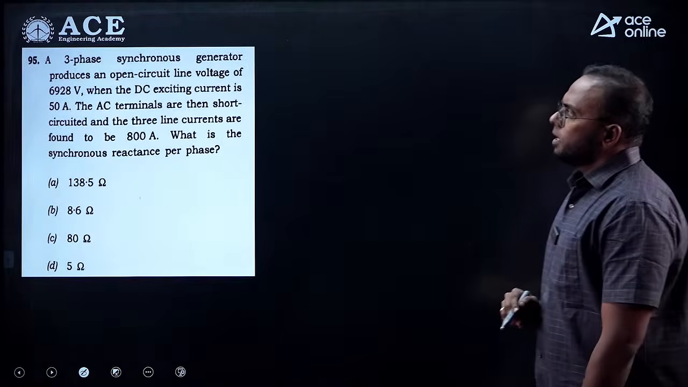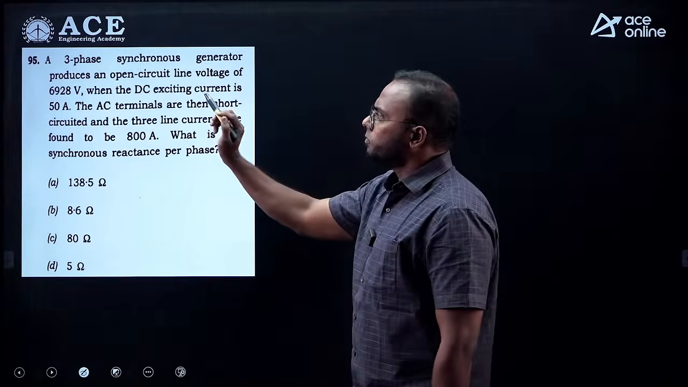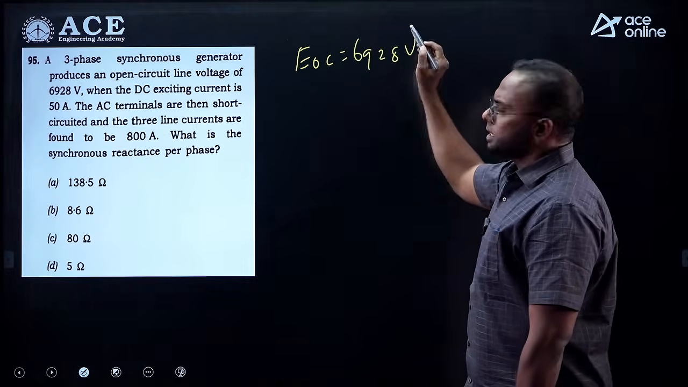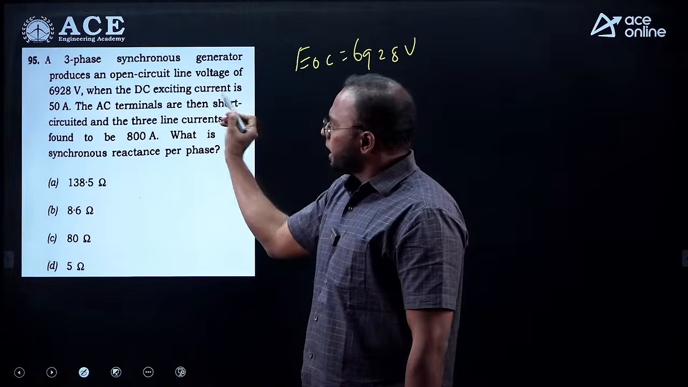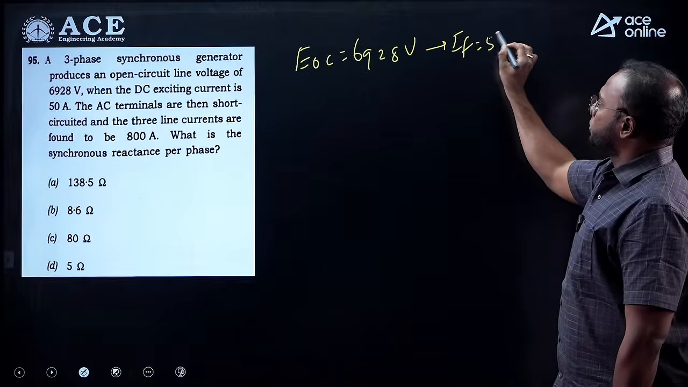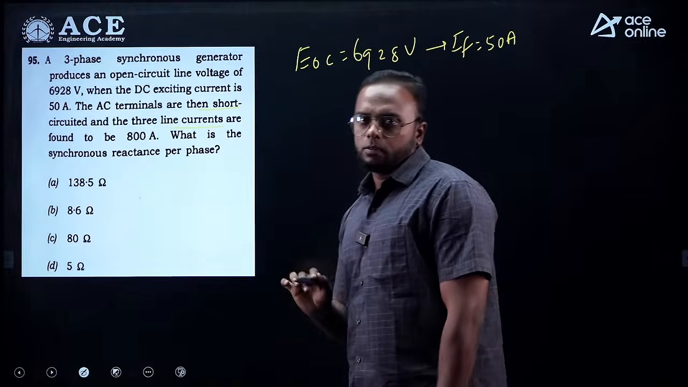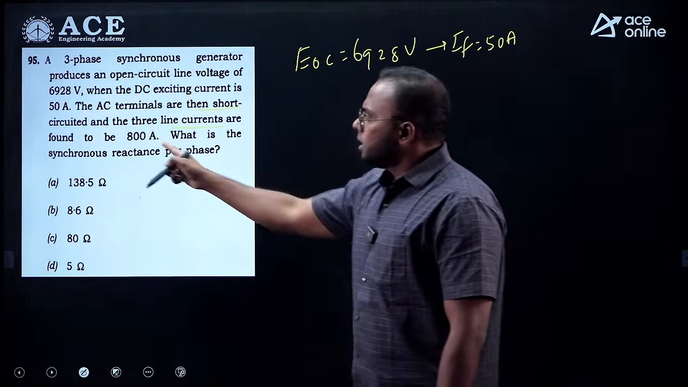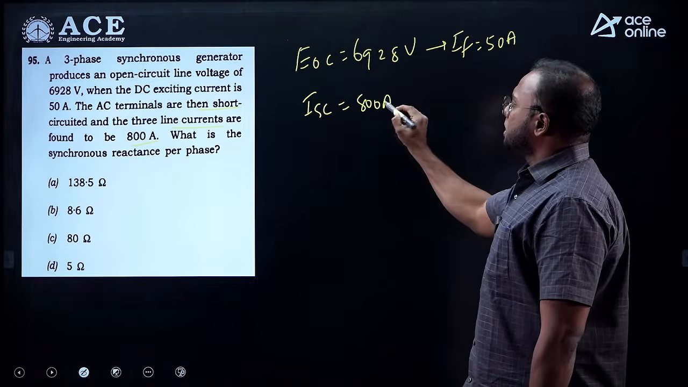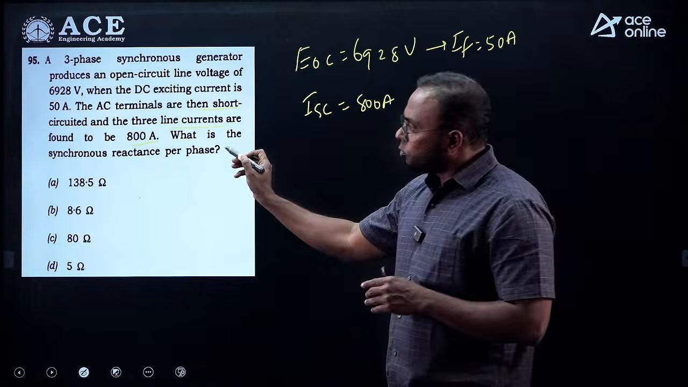A 3-phase synchronous generator produces an open circuit voltage of 6928 volts. This is the line voltage given. And for a DC exciting current or field current of 50 amperes, the short circuit line current in the 3-phase system is 800 amperes, ISC equal to 800. But it is not given for which current it is.